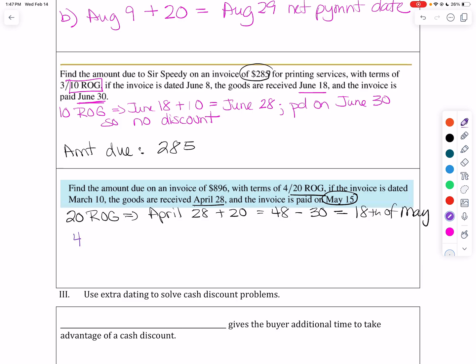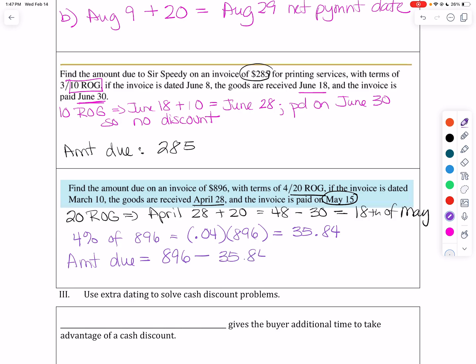So they get 4% of 896, which is 0.04 times 896, which is 35.84. So the amount due is the total cost minus the discount. There's no shipping or insurance. And so it's $860.14.